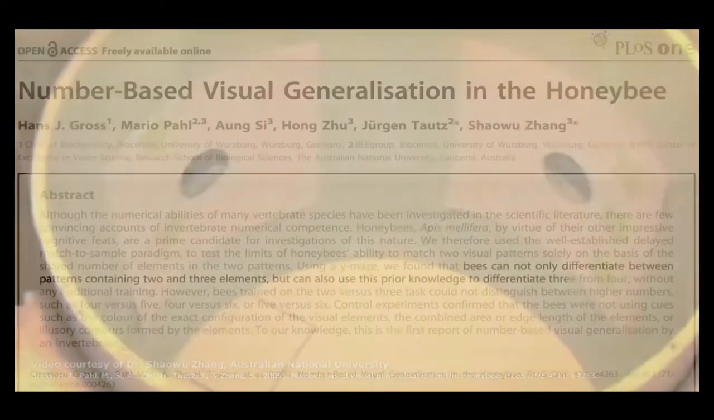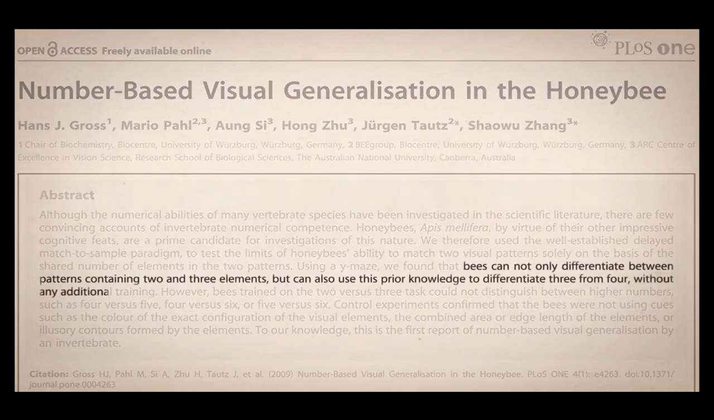I'm so glad you said that, Piaget, and I really wish you were still around to see this. Invertebrates can do math. Okay, sort of. They have a sense of numbers, though, just like us. Honeybees can not only differentiate between patterns containing 2 and 3 elements, but can also use this prior knowledge to differentiate 3 from 4 without any additional training.